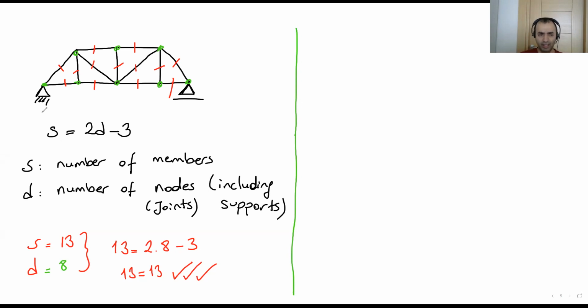Any question regarding this equation? This is basic. We only count the number of members and nodes. That's it. We don't do anything more. Okay, you get this point. We talked about the compression and tension loading.